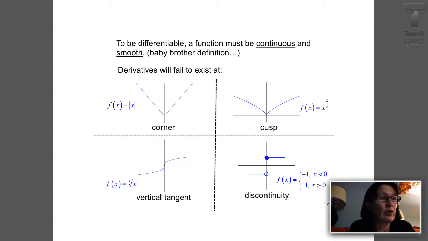And that's at a corner. We've seen a function like this before, maybe in your function notebook. At a cusp. At a vertical tangent. Remember, derivative means slope. So if the slope doesn't exist, then the derivative can't exist. Or at a discontinuity. So you'll want to draw in a little picture of each of these 4 different possibilities.